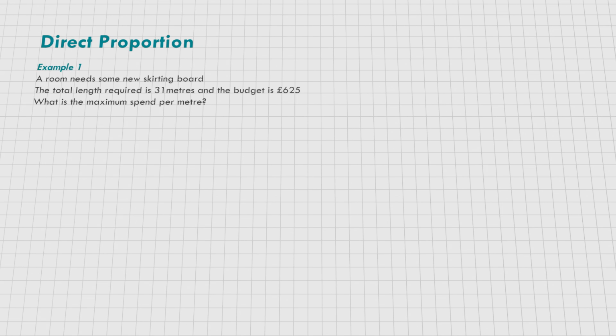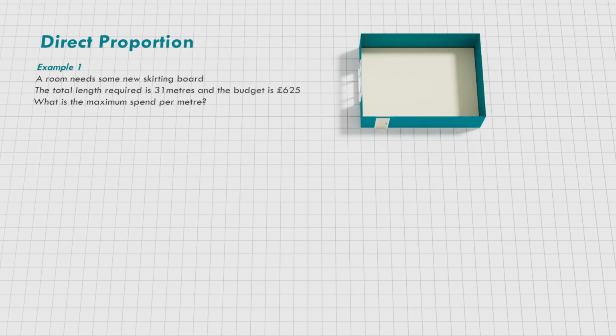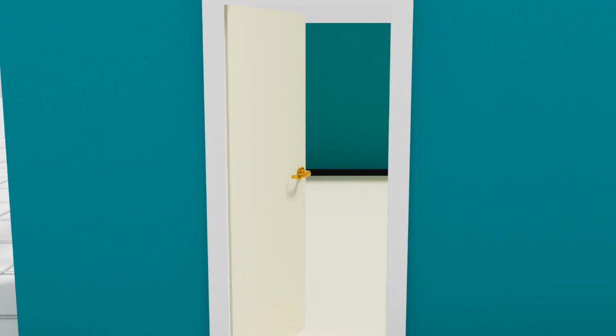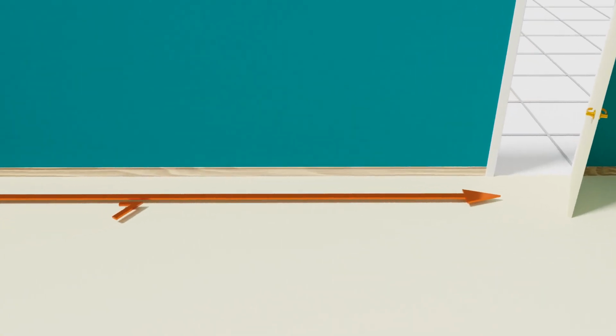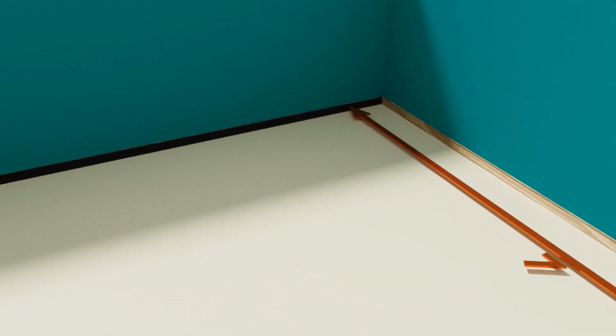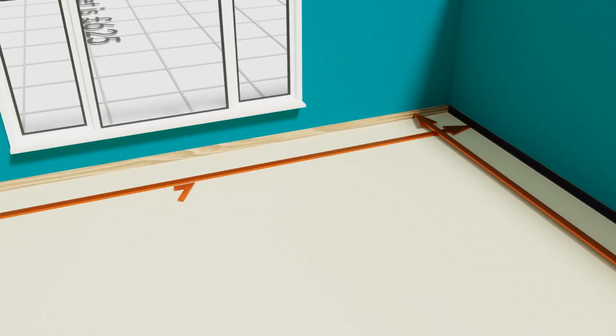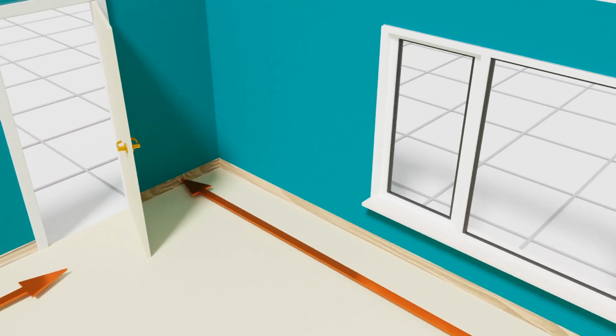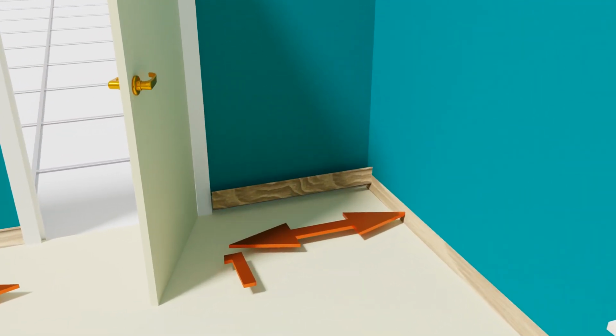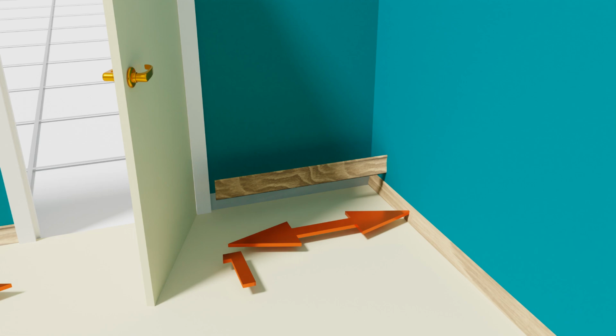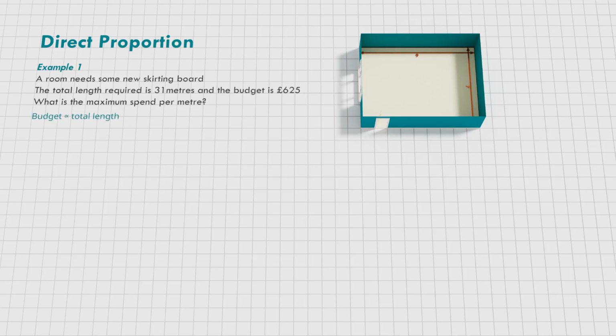A room needs some new skirting board. The total length required is 31 metres and the budget is £625. What is the maximum spend per metre? Budget is proportional to total length.